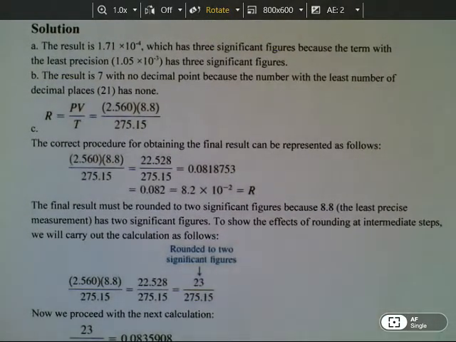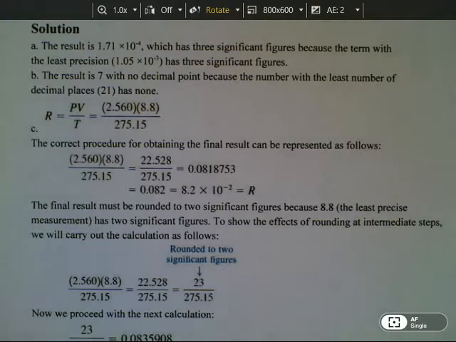All right, so A, the result is 1.71 times 10 to the negative fourth, which has 3 significant figures, because the term with the least precision, which was the number in scientific notation, had 3 significant figures. So that was the limiting factor there.